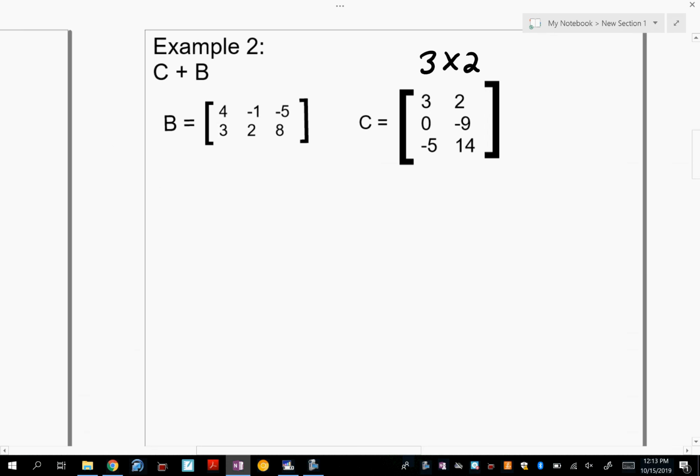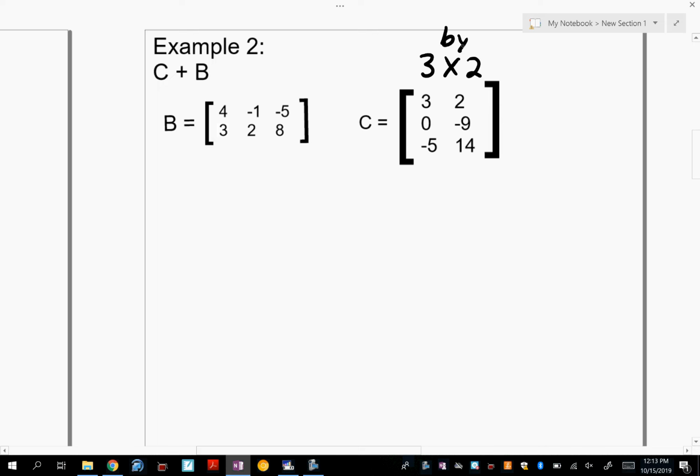Example 2. Got to erase that, sorry. Let's look at this one. We have matrix B and matrix C, and it wants me to add them together, C plus B. So what are the dimensions for matrix C? Let's say 3 by 2, or 3 rows by 2 columns. Saying 3, 2 just makes you think you're saying the number 32, so always put that word by in there. So this is 3 by 2.